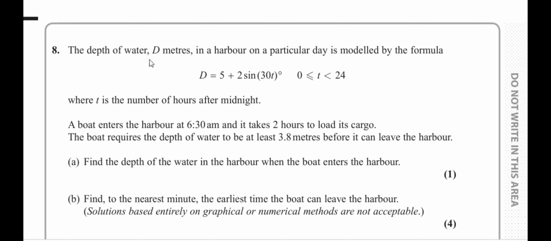Question 8. The depth of water d meters in a harbor on a particular day is modeled by the formula d equals 5 plus 2 sine 30t degrees, where t is between 0 and 24. So it can be 0 and greater, but should be less than 24, where t is the number of hours after midnight.